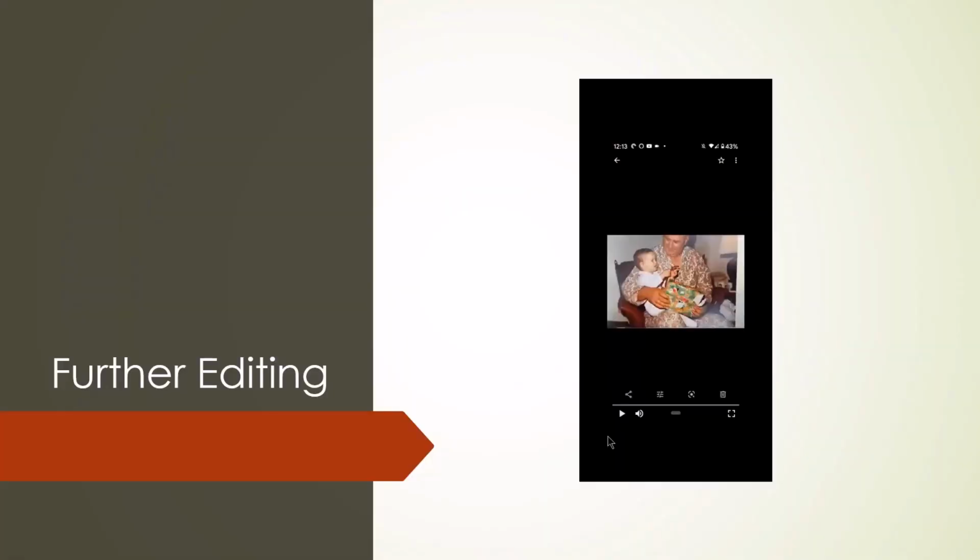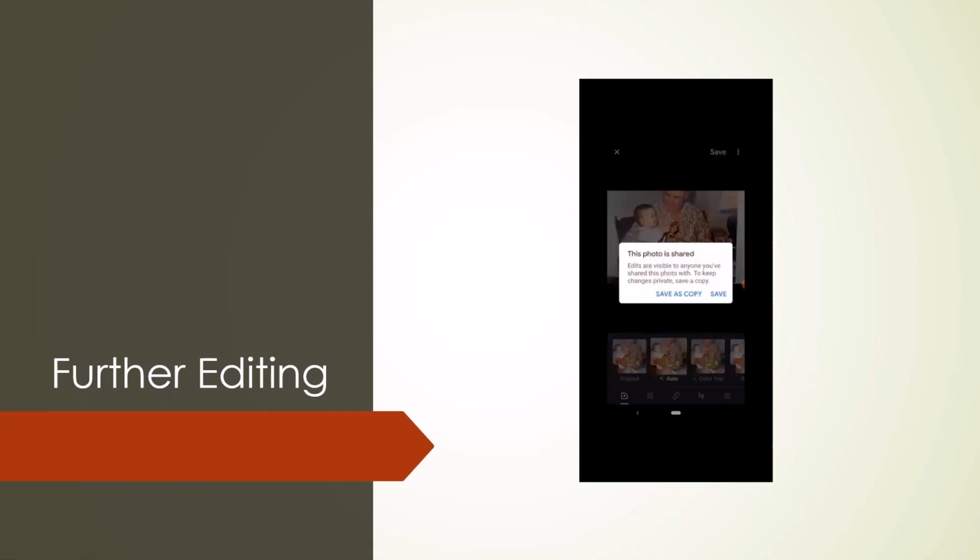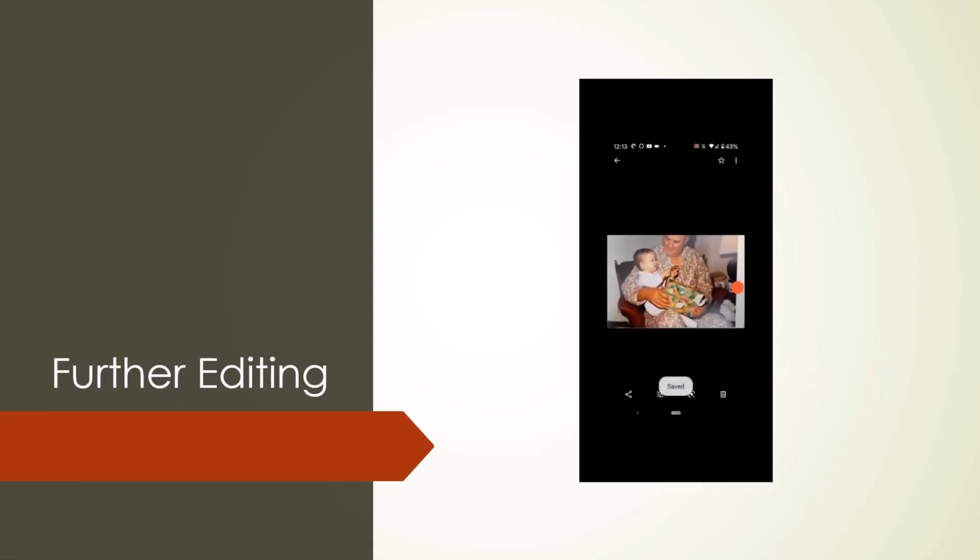Sometimes you're going to need further editing. The example here is a picture in Google Photos, and we can click the auto correct feature, and you'll see it corrected some of the color in the picture, and then we're going to save it. So after you do this process, you may require some further editing.